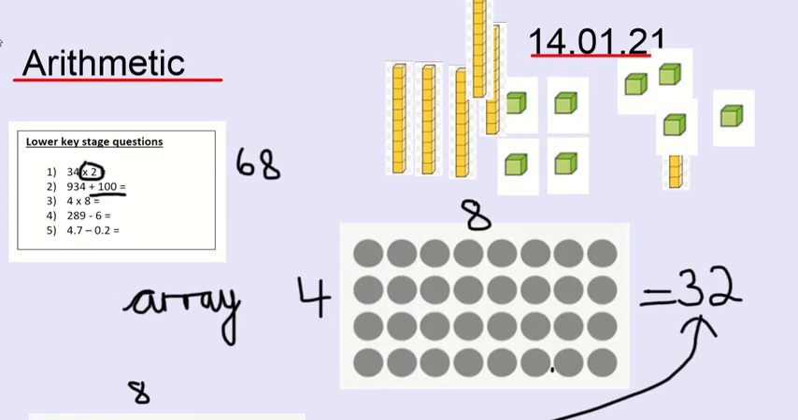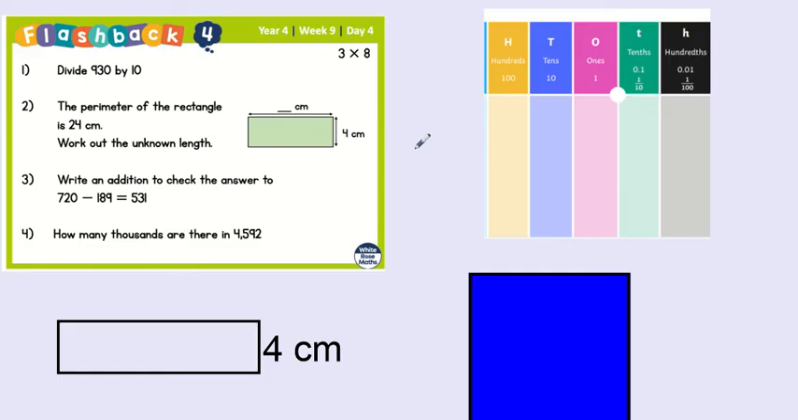Okay, well done Year 5 and 6 for staying with me. We're going to have a look now at our flashback questions. So flashback means revision. So these are things that we should be quite familiar with by now. And we should be able to work through these with our methods, feeling fairly confident. Let's have a look at question 1 then.